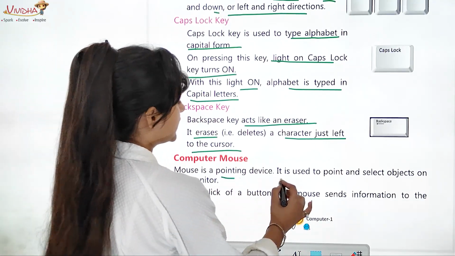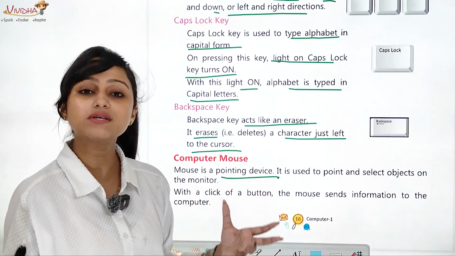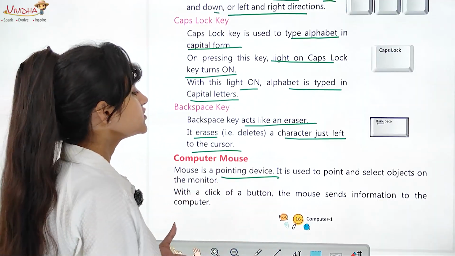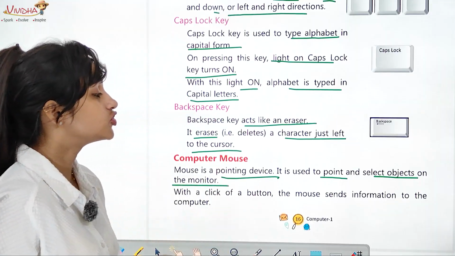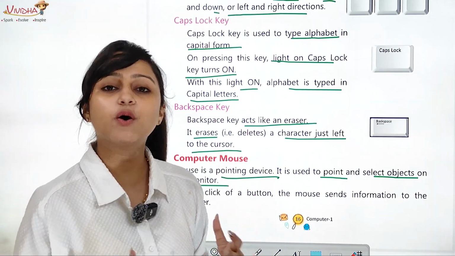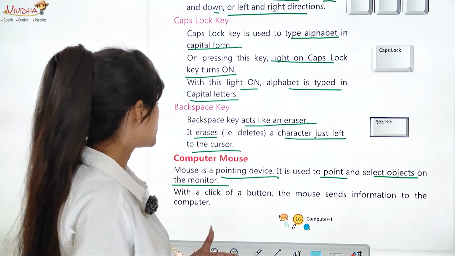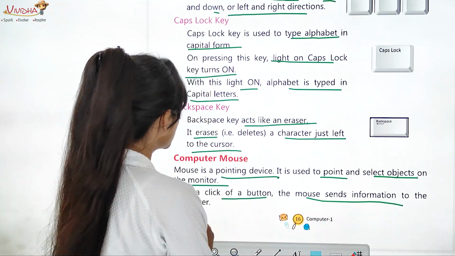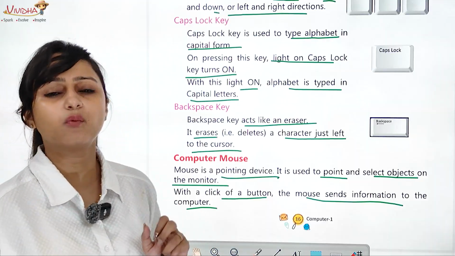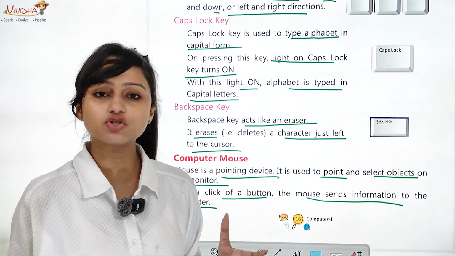A mouse is a pointing device. It is used to point at or select objects on the monitor, on your screen or desktop, with a click of a button. The mouse sends information to the computer when you click a button.